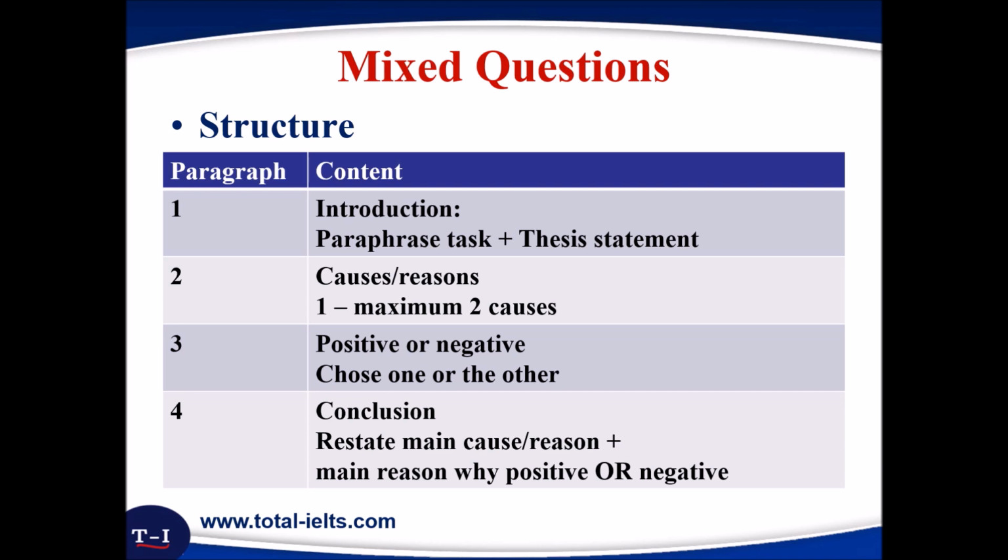Paragraph 2 is the causes or reason with one or maximum of 2 causes. Paragraph 3, is it positive or negative? This is where you choose one or the other, and I'll go into more detail about this later on. Paragraph 4 is your conclusion. That's where you restate your main cause or reason, plus the main reason why you think it's positive or negative.